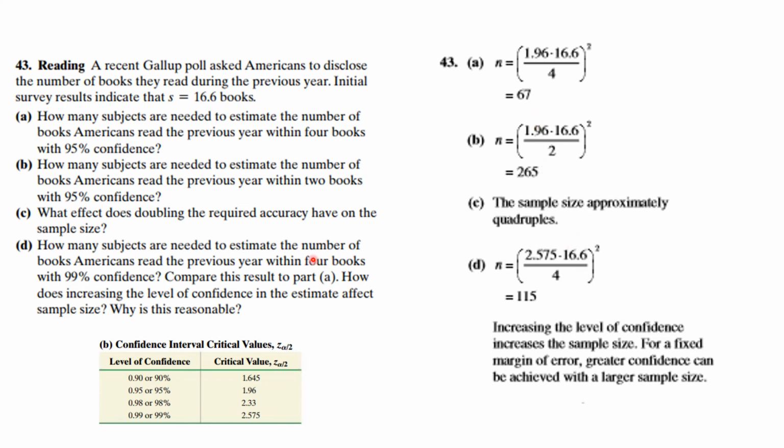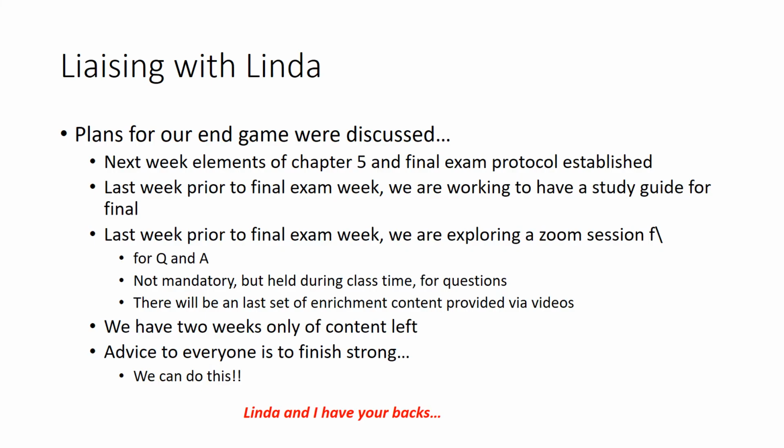In part D, we're changing the confidence level to 99%. This means that for 99%, we're going to be using 2.575, and we put that in, we do the calculation, and we get 115. And so these are some other answers, but increasing the level of confidence increases the sample size that you need. For a fixed margin of error, greater confidence can be achieved by using a larger sample size.